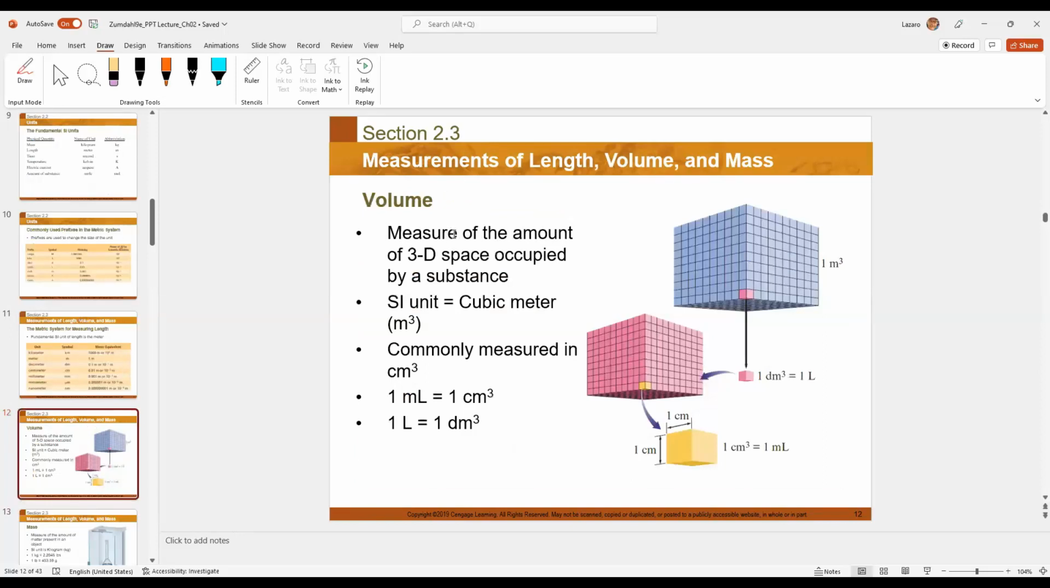Volume is the measure of amount in 3 dimensions. It is the space occupied by a substance. In the international system it is the cubic meter. Commonly measured in cubic centimeters, 1 milliliter is equivalent to 1 cubic centimeter. I want you to understand something. Even though the milliliter and the cubic centimeter are equivalent, milliliter is the substance inside of the volume, and the cubic centimeter represents the empty volume. Also, 1 liter is 1 cubic decimeter.